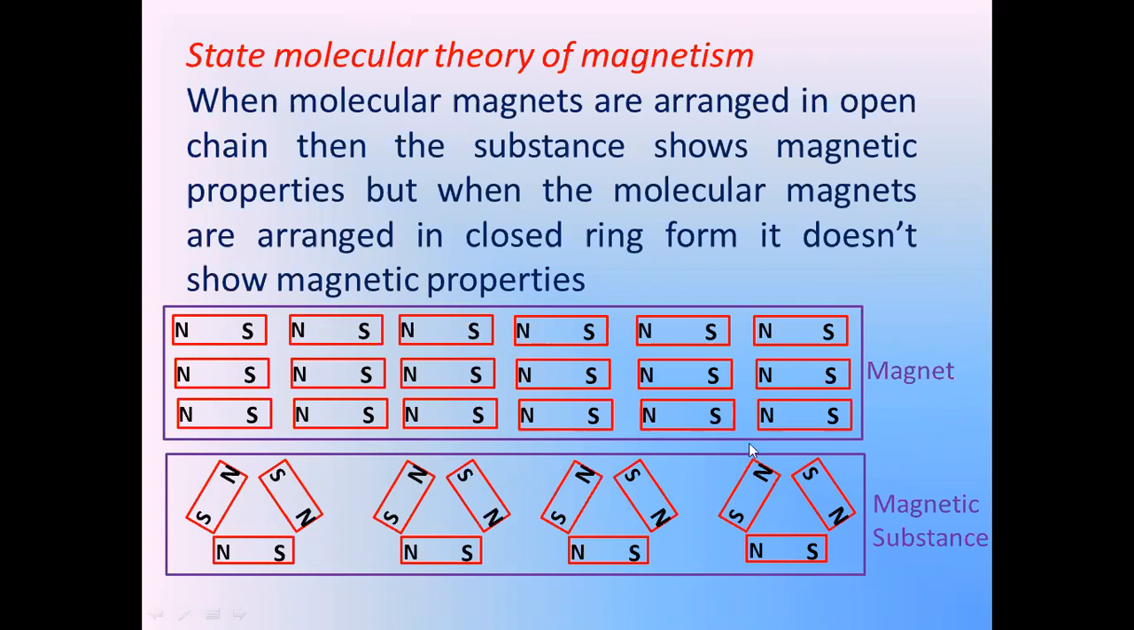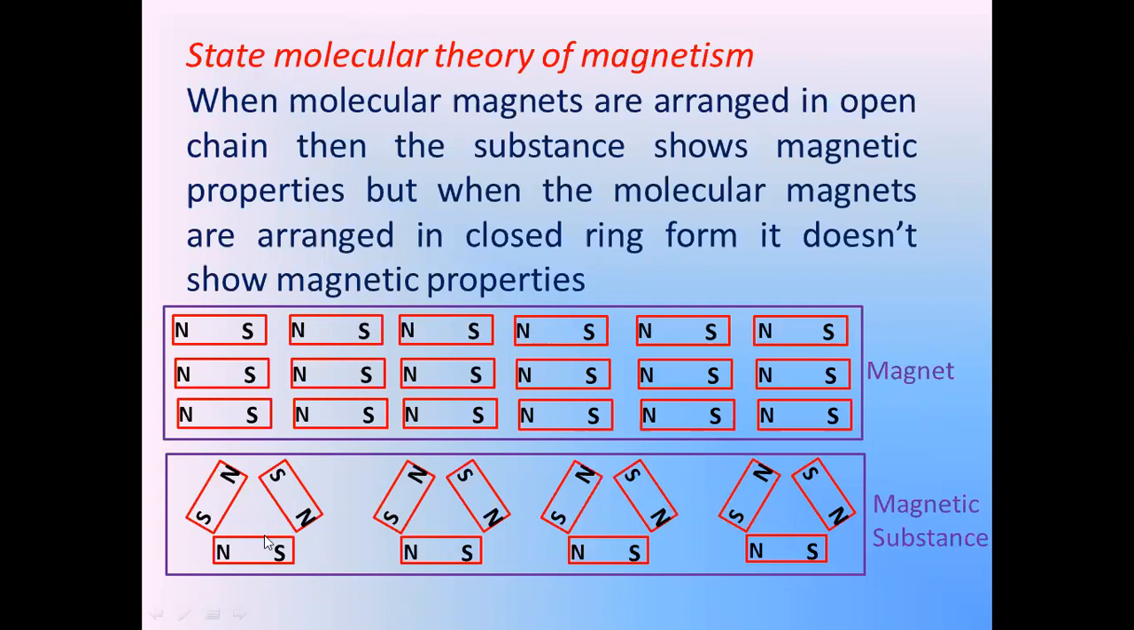Right? So now this second substance is iron. This is not a magnet, this is only iron. Okay, so it is iron and it is also made up of molecular magnets. But there are no magnetic properties in iron. The molecular magnets are not arranged in an open chain. In this case, they are arranged in ring form.